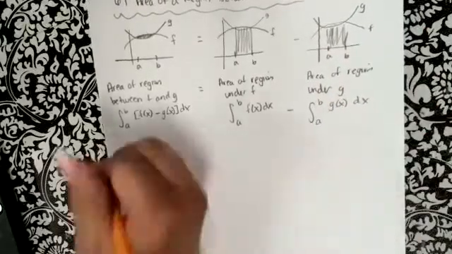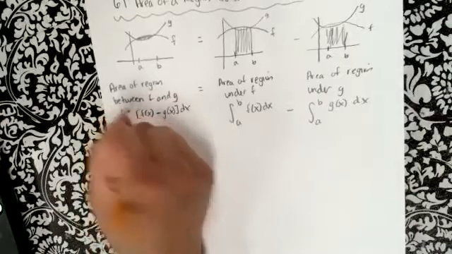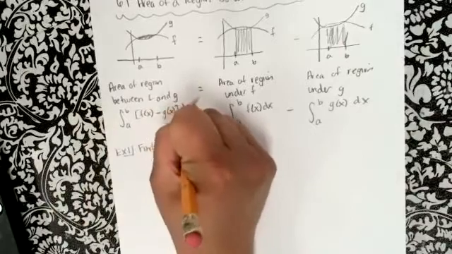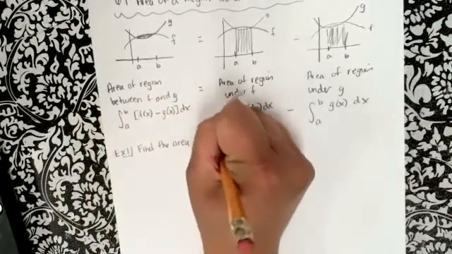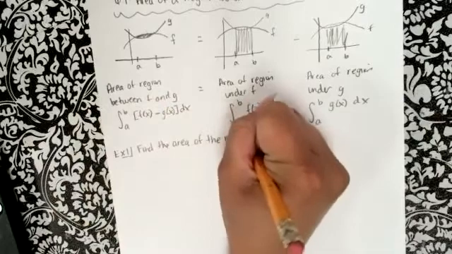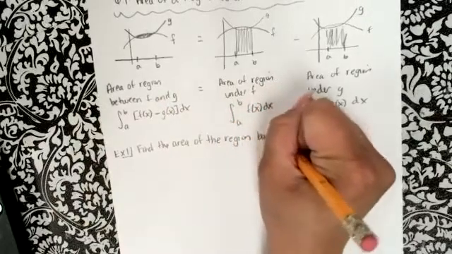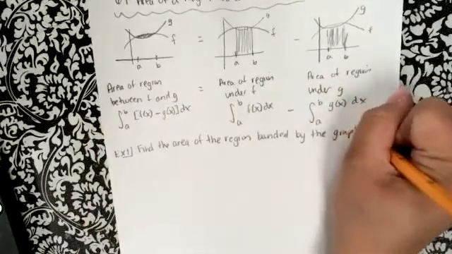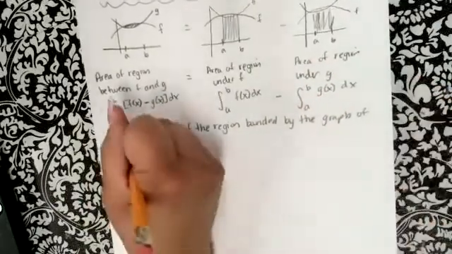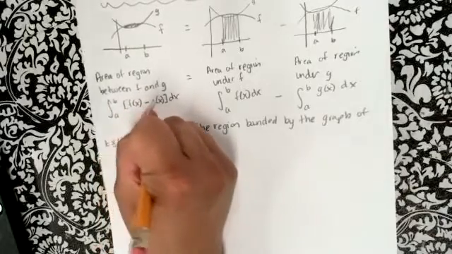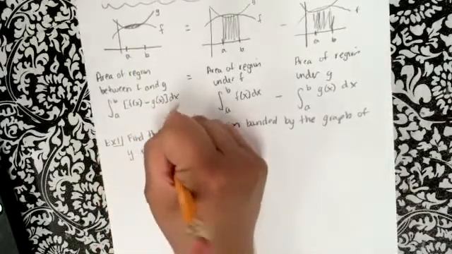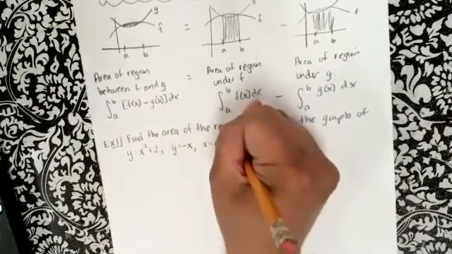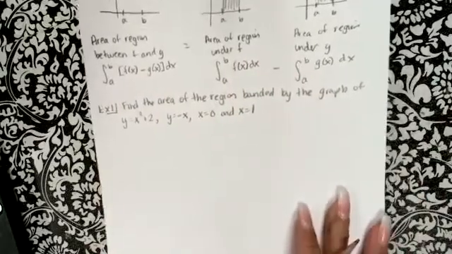So let's go ahead and start off with an example. We want to find the area of the region bounded by the graph of y equals x squared plus 2, y equals negative x, x equals 0, and x equals 1.